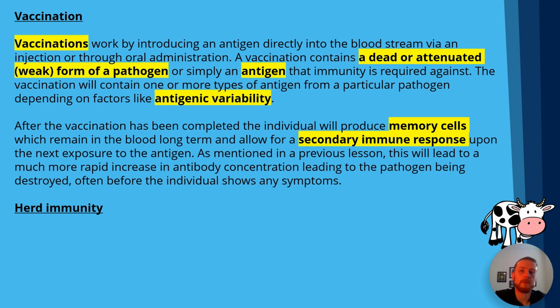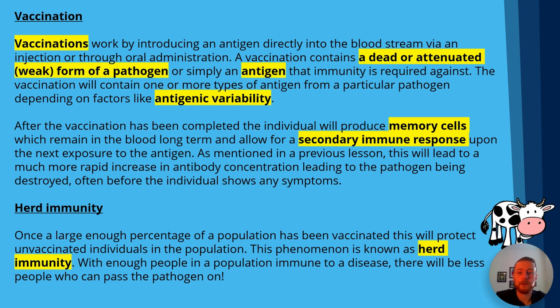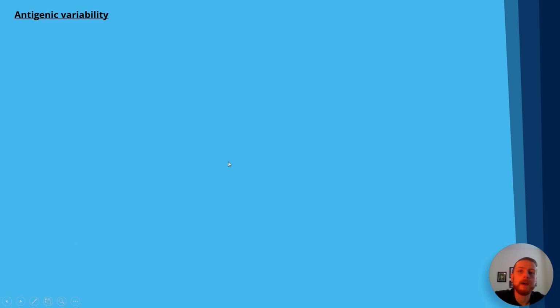Herd immunity next of all. So once a large enough percentage of a population has been vaccinated, this will actually give protection to the unvaccinated individuals, and this phenomenon is known as herd immunity. And with enough people in a population immune to a disease, there'll be less people who can pass the pathogen on, basically. So antigenic variability next of all.